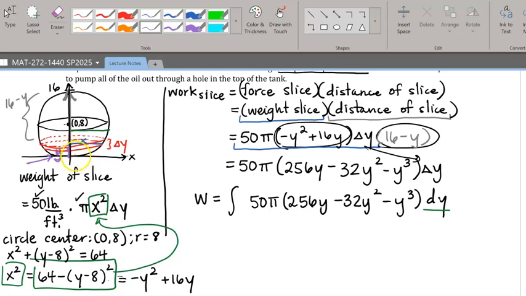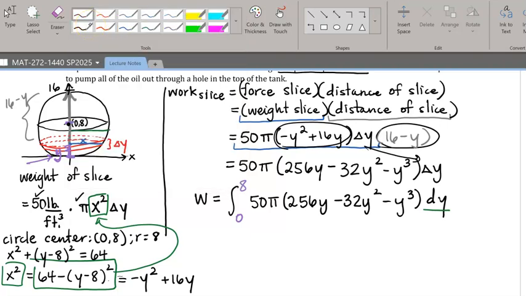Well, the distance of the oil from the bottom, what values could that range over? Well, there is oil at the bottom of the tank. Well, that has a distance of 0 from the bottom. And then there's oil, remember the tank is half full, up to the middle of the tank. Well, that has the distance of 8 from the bottom. So we are integrating from 0 to 8.